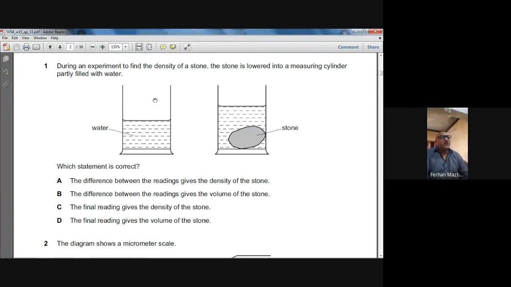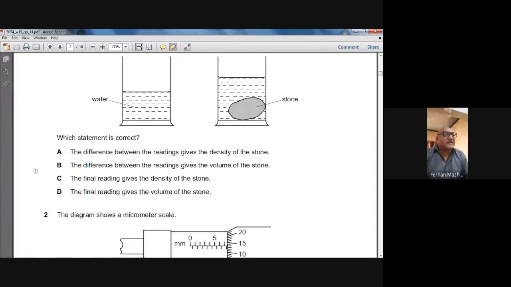Which statement is correct? The difference between the readings gives the density of the stone. No, it does not give you the density of the stone. The difference between the readings gives the volume of the stone. Yes, this is the answer. If you take the difference of the two readings on the measuring cylinder, this will give you the volume of the stone. So I think for question number 1, B is the right choice.